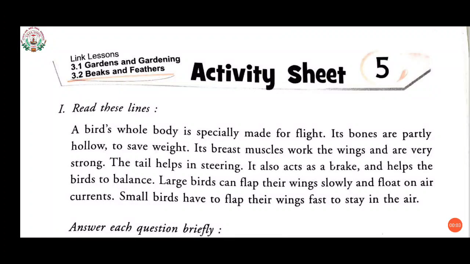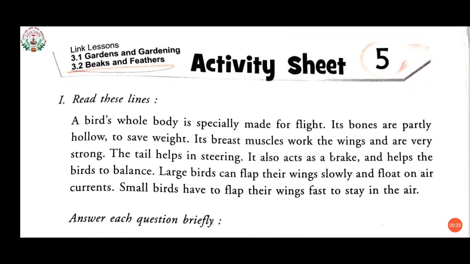Good morning, students. Today we will start activity sheet 5 that is based on lesson 3.1 and 3.2 of your Learn Well. That is 3.1, name of lesson is Gardens and Gardening, and 3.2 Beaks and Feathers. So let's start with the first question.